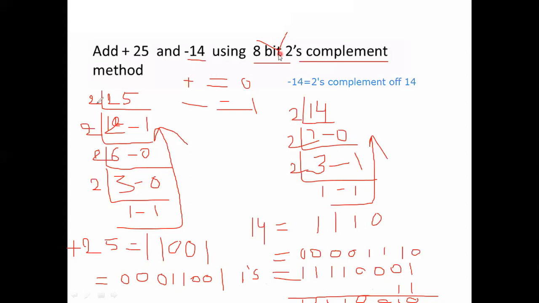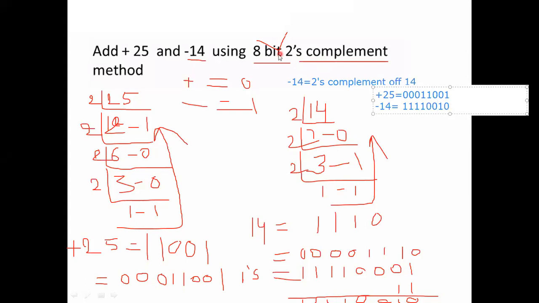So what are the two numbers we are getting? Plus 25 is equal to 0001 1001. This is plus 25. Minus 14 is equal to the 2's complement of 14. What is the 2's complement of 14? We are getting 1111 0010.